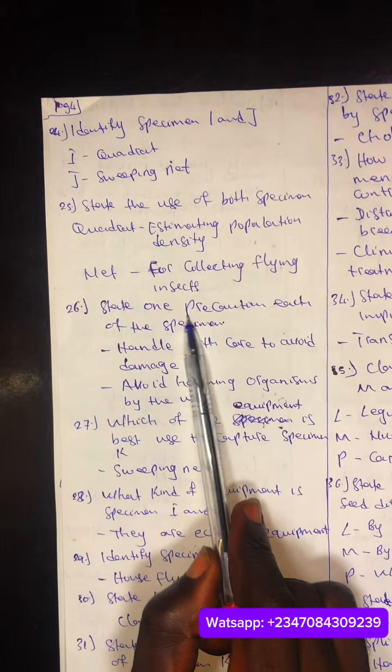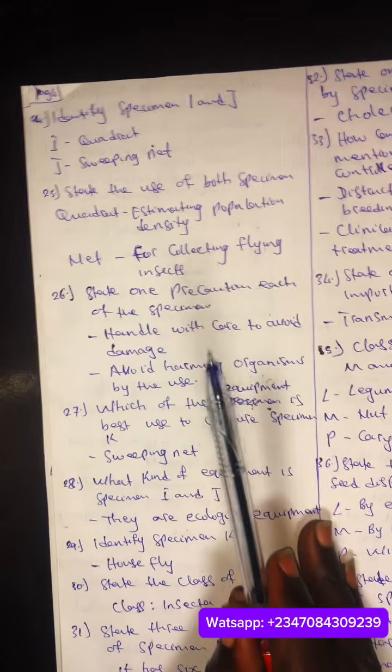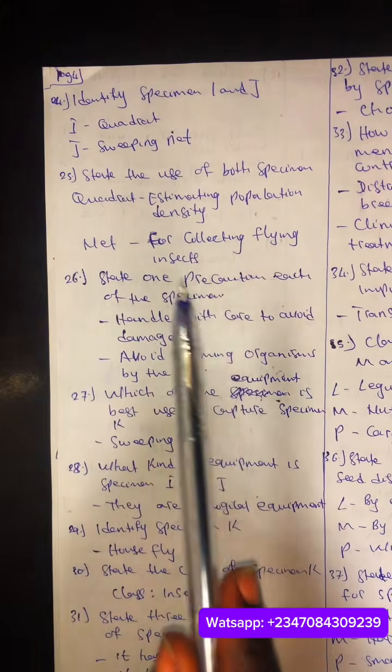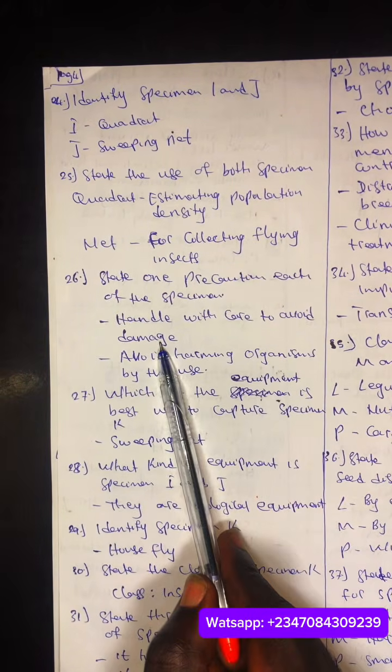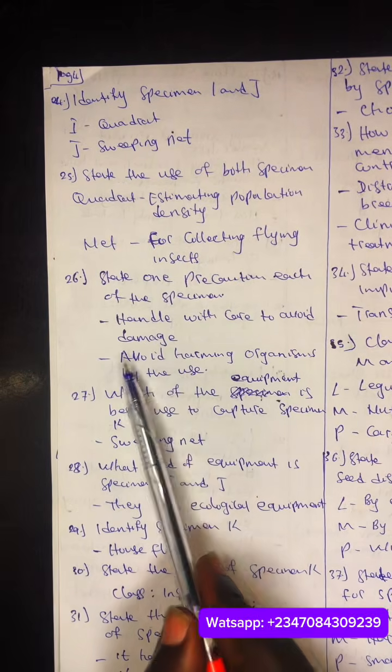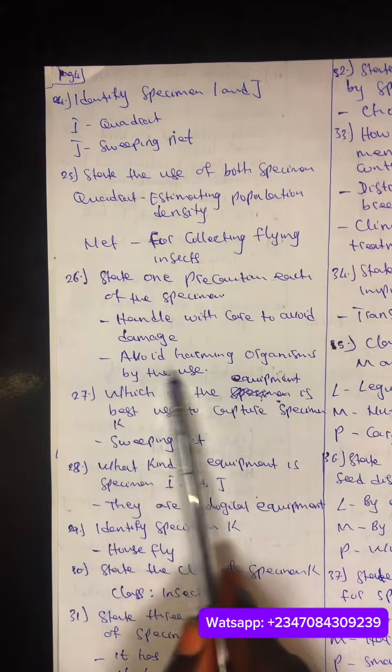Number 26, state one precaution each in handling of the specimens. The specimens that you have mentioned above, which are specimen I and J, how can we handle them? Handle with care to avoid damage. Handle them with care to avoid damage. While the next one says avoid harming organisms by the use.